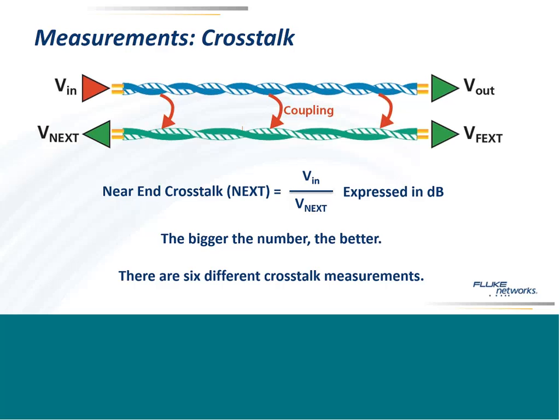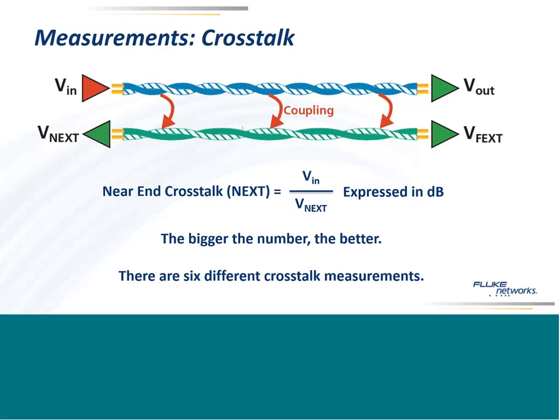Now, sometimes you'll see crosstalk expressed with a negative number. All that means is they just flip the next over the in, and they make it a negative number. And then the larger the negative number, the better. So basically, you always want the bigger number. 40 dB is better than 30 dB. Minus 40 dB is better than minus 30 dB. So just look at the absolute number, the bigger the better.